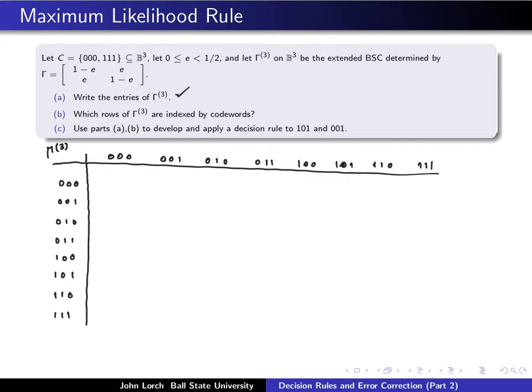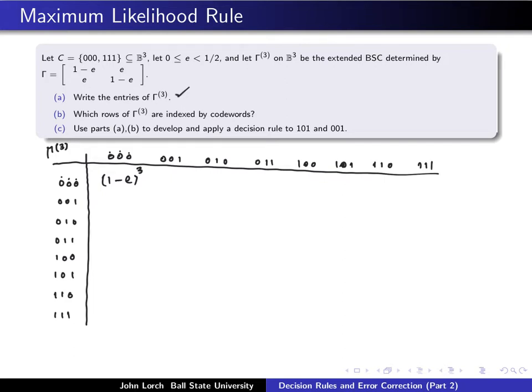Okay, so let's look at the upper left entry. So this apparently is the probability that input 0, 0, 0 results in output 0, 0, 0. That means on a bit-by-bit basis, that's the probability of input 0 going to output 0, input 0 going to output 0, input 0 going to output 0. And so that's (1 minus e) raised to the third power. Right? It's 3 (1 minus e)'s.